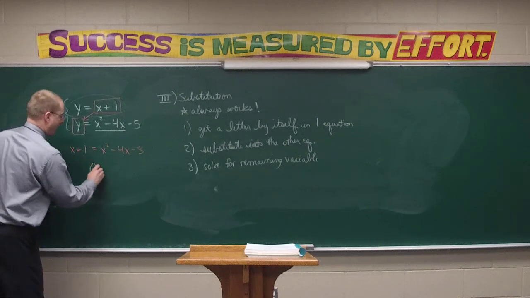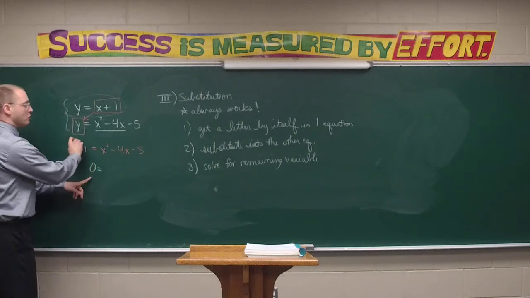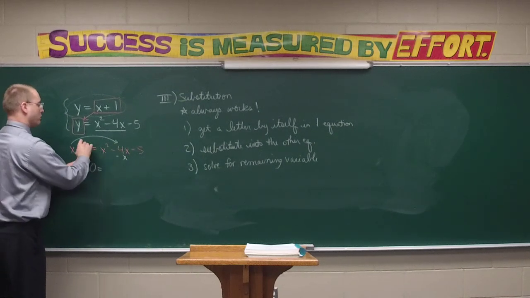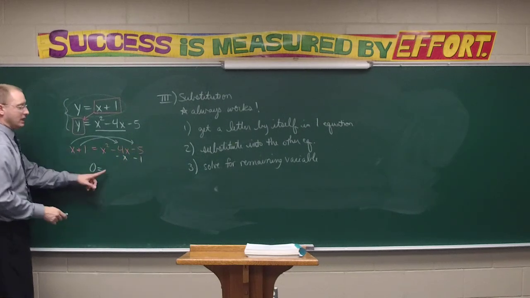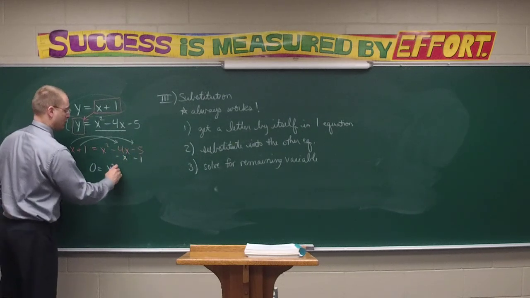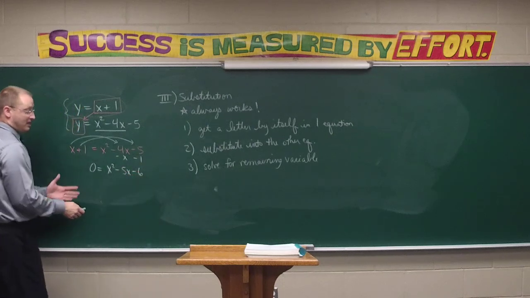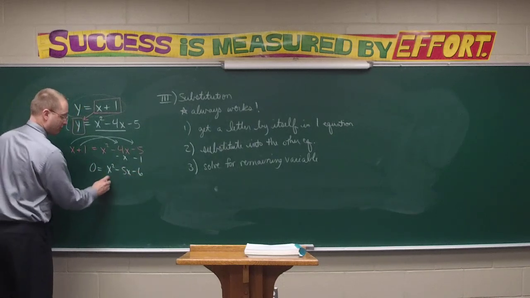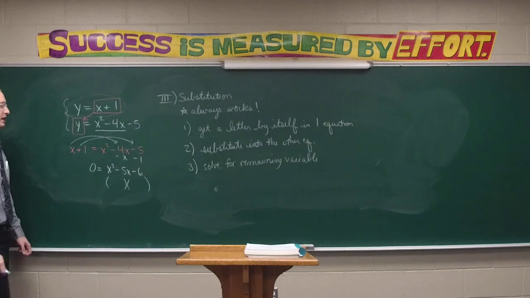Set it equal to 0. And I'm going to put the 0 over here. I'm going to move the x over as a negative x. I'm going to move the 1 over as a negative 1 to get, class, and then I've set it equal to 0. Now I factor. How would I factor x squared negative 5x negative 6?